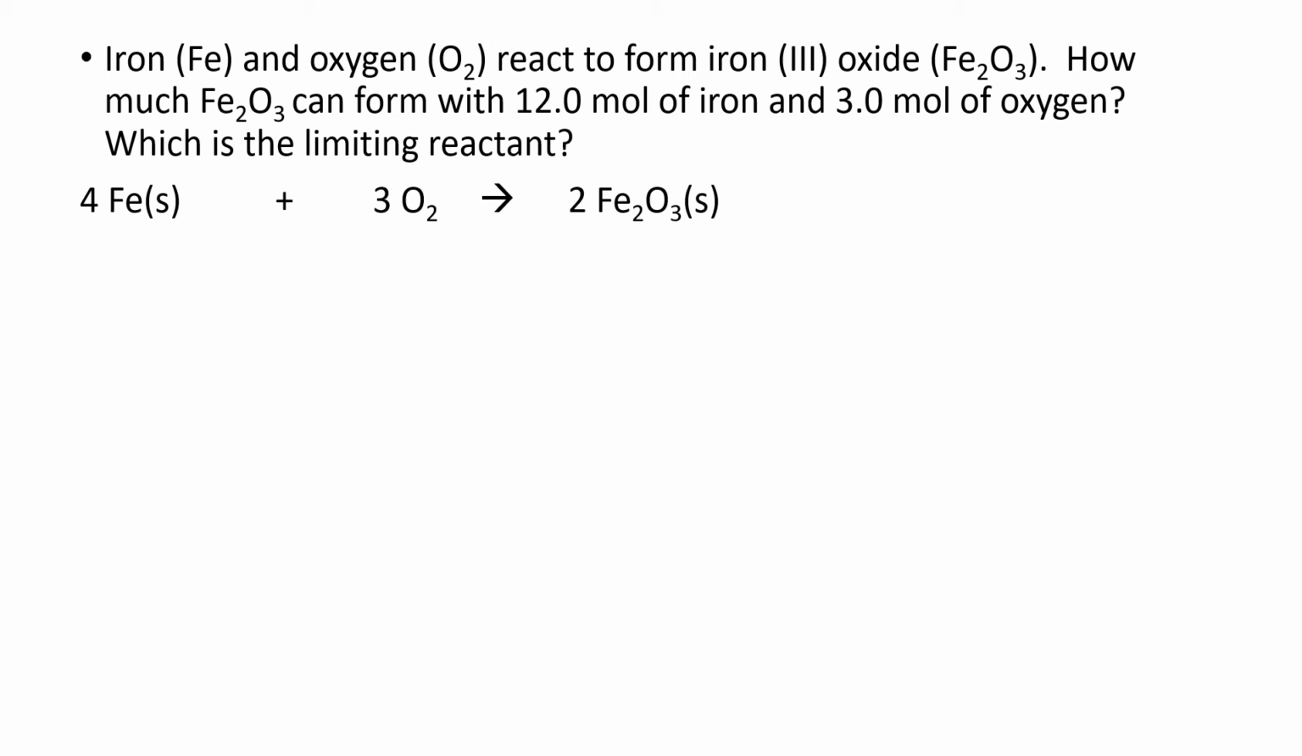Okay, now we're going to do something a little bit different. Same problem, same chemical equation, but different amounts of our reactants to start with. This time we are starting with 12 moles of iron and 3 moles of oxygen. So let's figure out which one of these is our limiting reactant and how much iron oxide we're going to be able to get. First off, let's start with our iron first, since it's listed first. Let's say we got 12 moles of iron out of this mix.